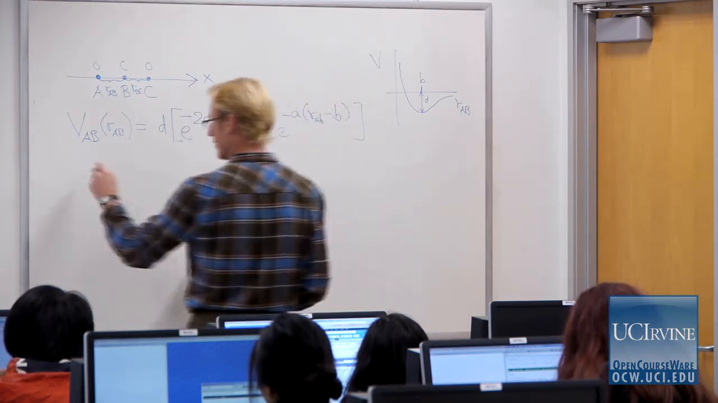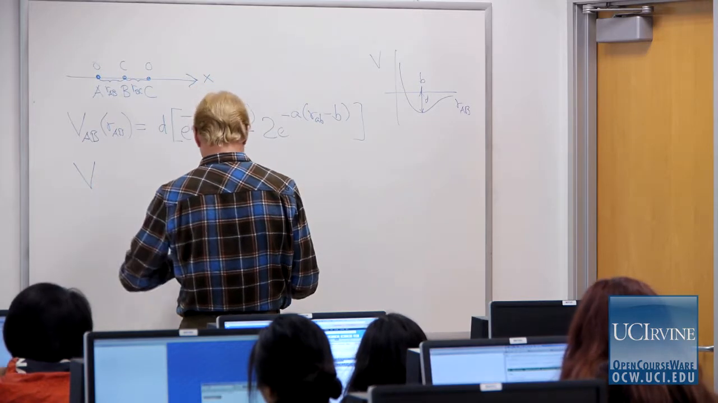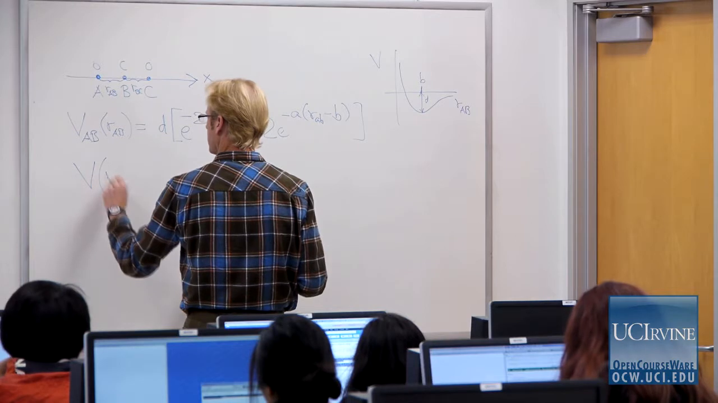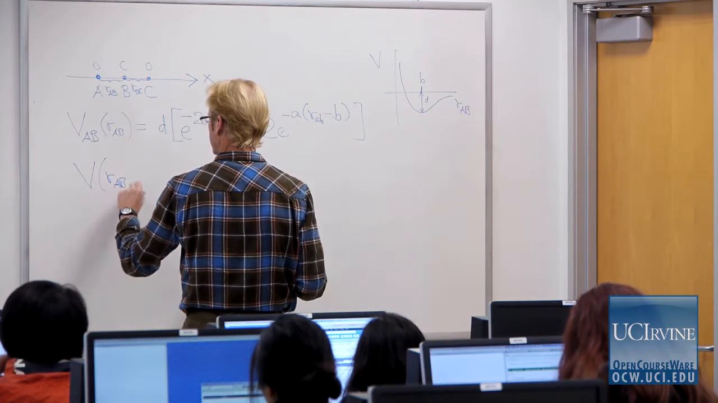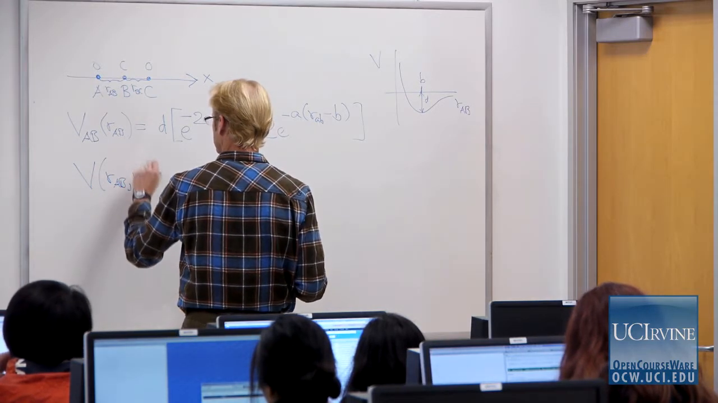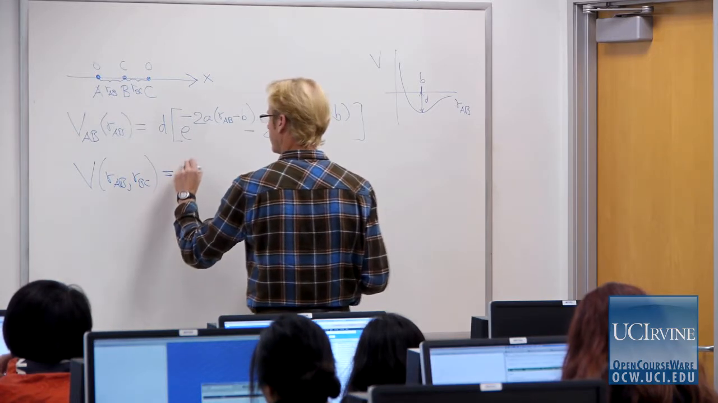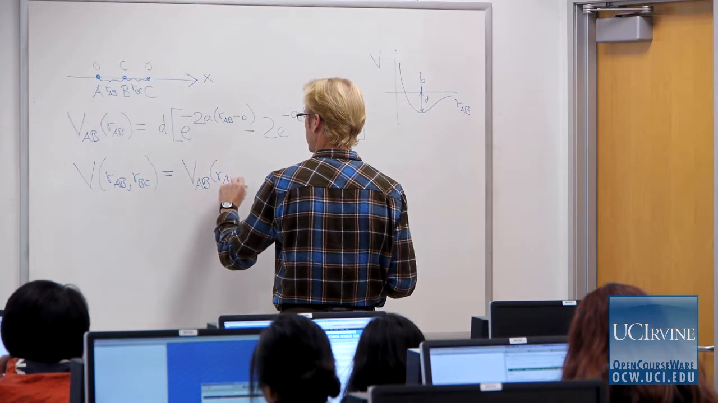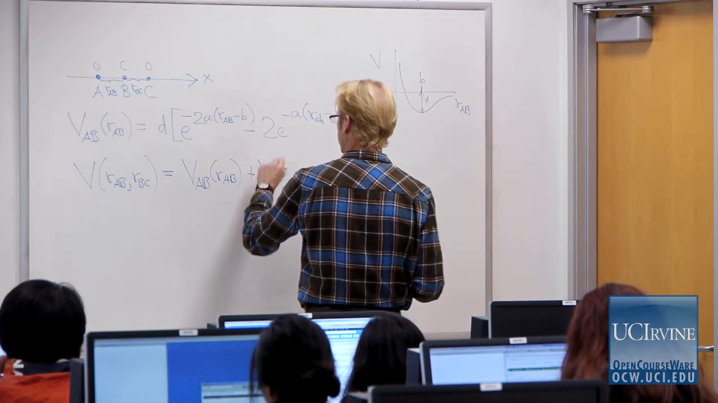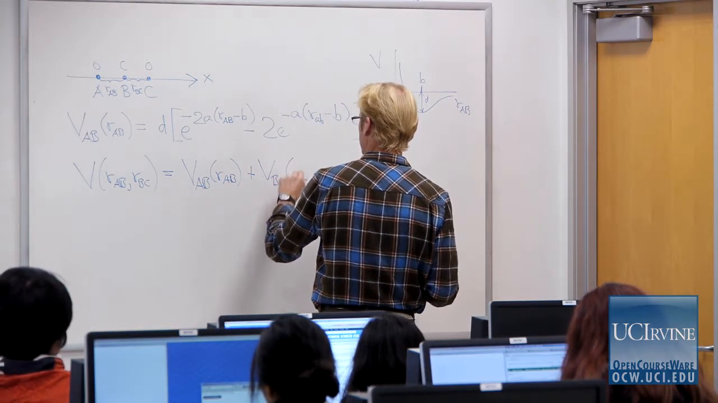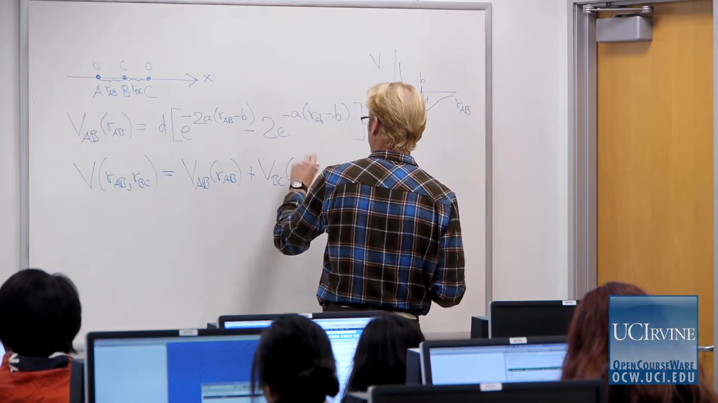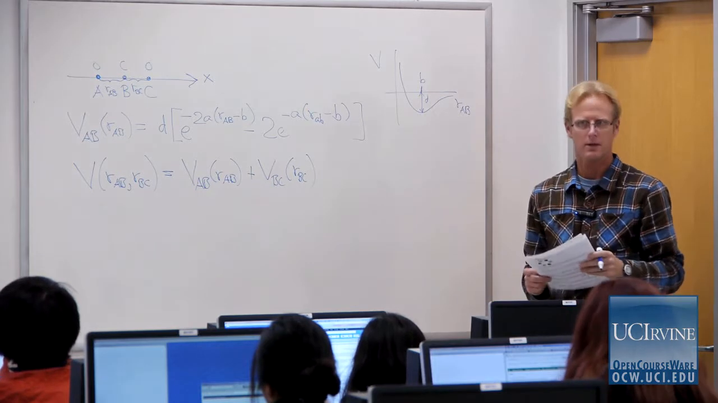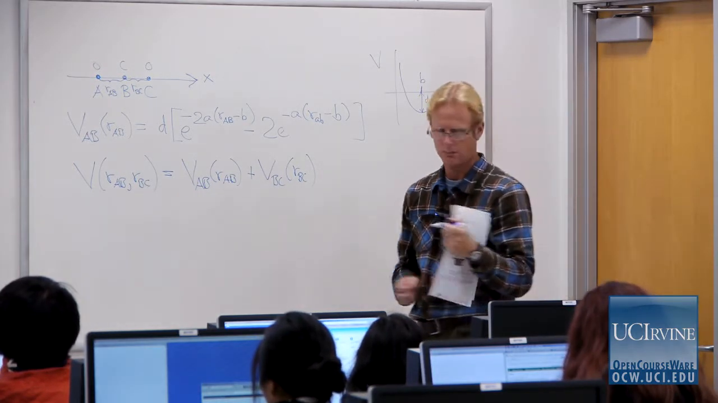And then we're going to say that the total potential energy, which is going to be a function of both of the bond lengths, is equal to VAB as a function of RAB plus VBC as a function of RBC. Okay, so that's going to describe the total potential energy associated with stretching or compressing those bonds.